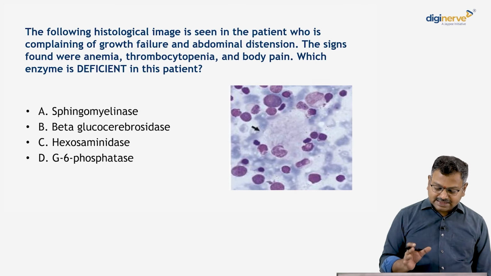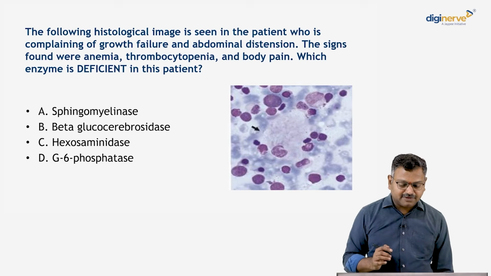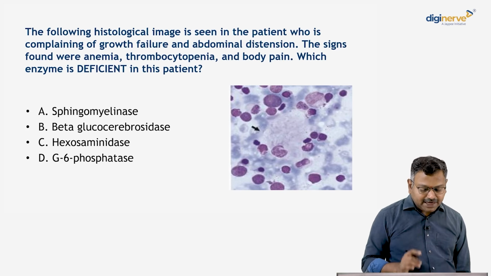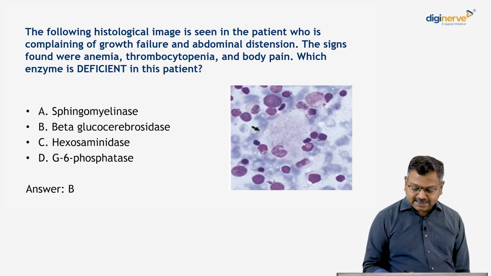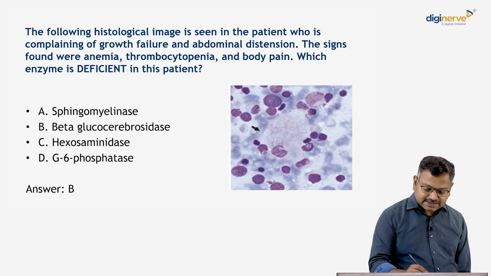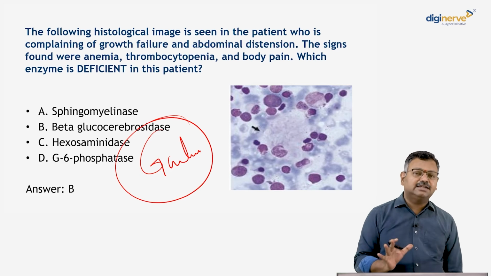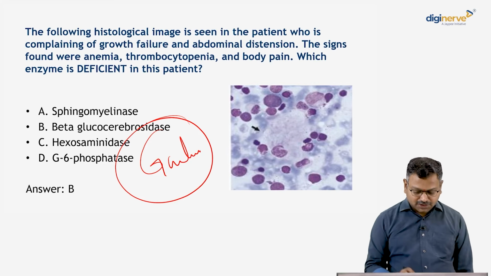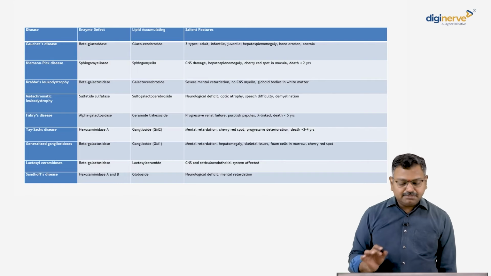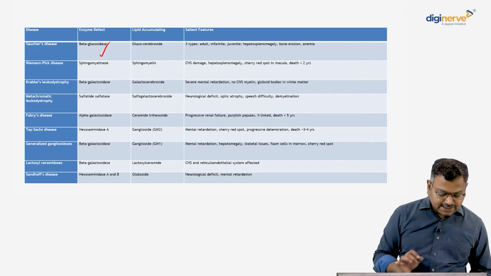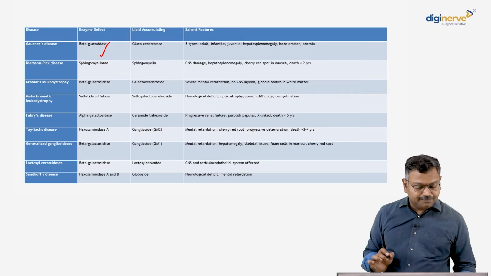So here the classical appearance is a large number of cells with vacuoles, resembling glycogen storage disease. So beta-glucocerebrosidase is the defective pathway that you would see there. And the disease that you are seeing is the classical Gaucher's disease. Please remember, this is the characteristic image of Gaucher's disease. In Gaucher disease, beta-glucosidase is the deficient enzyme.